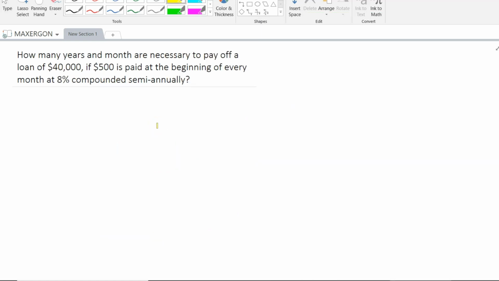How many years and months are necessary to pay off a loan of $40,000 if $500 is paid at the beginning of every month at 8% compounded semi-annually? $500 is paid at the beginning of every month, which makes this annuity due. Then the payments are done every month and the rate is compounded semi-annually, which makes this annuity general. So we have due general annuity. Let's convert the rate first, because that's a general annuity.